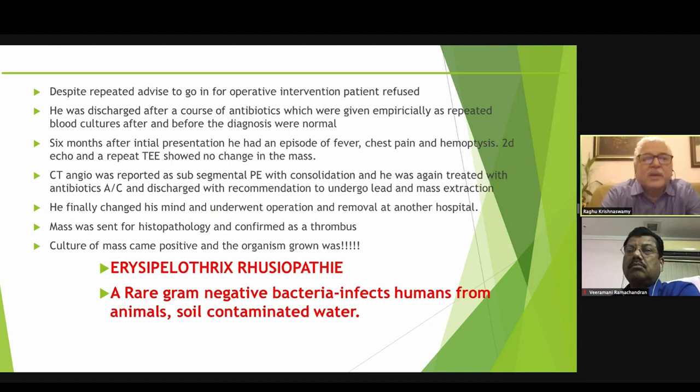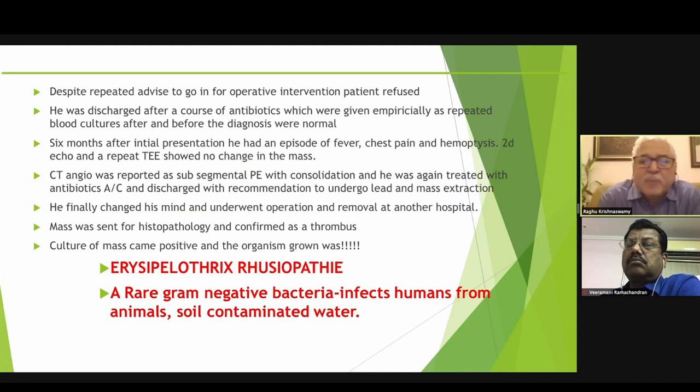Six months after the initial presentation, he had another episode of fever. This time he had chest pain and hemoptysis. A repeat echo showed no change in the mass. It had neither grown nor shrunk in size. A CT angio was reported as subsegmental pulmonary embolism with consolidation, and he was again treated with antibiotics and anticoagulants and discharged with the recommendation to undergo lead and mass extraction.